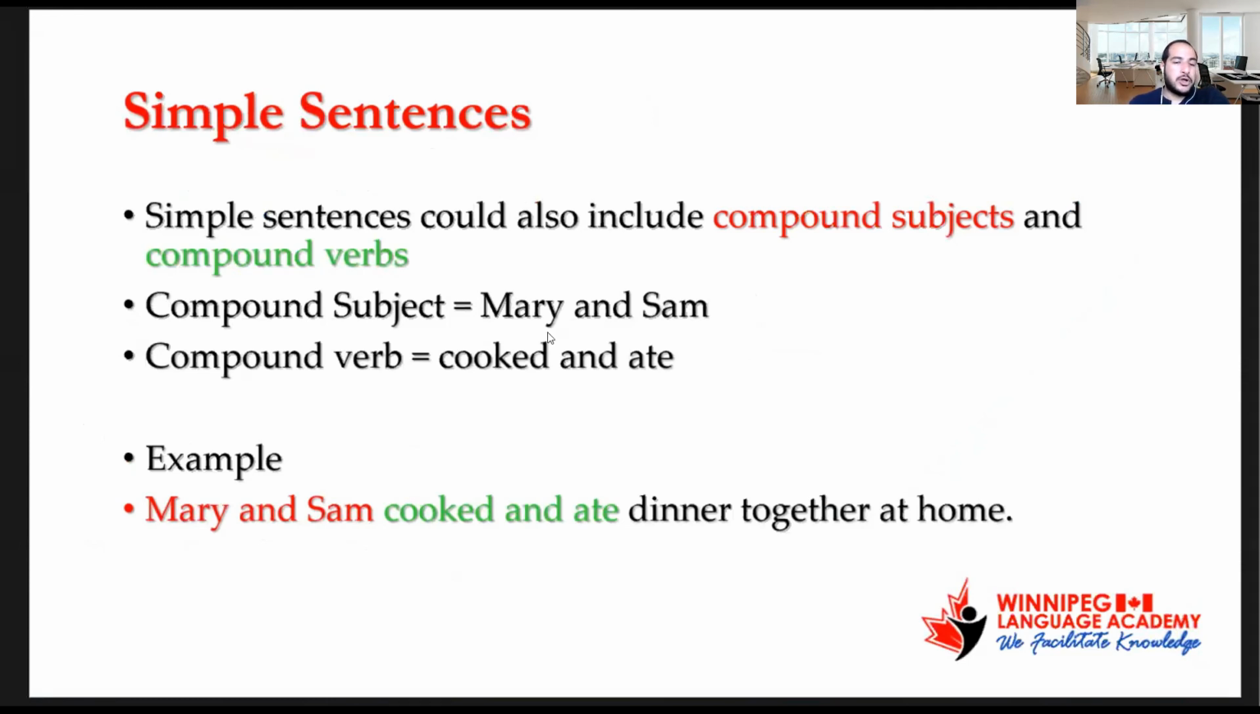So we could say, for example, a compound subject is Mary and Sam, and the compound verb is cooked and ate. So we could say Mary and Sam cooked and ate dinner together at home. Although this is a long sentence, and although if you read, yeah, this is a subject, this is another subject, this is a verb, this is another verb, it still is a simple sentence. A simple sentence which is made of subject, verb, and complete thought. All right. If you guys have any question about simple sentences, please write it in the chat box here. If not, we'll be moving to the next point.